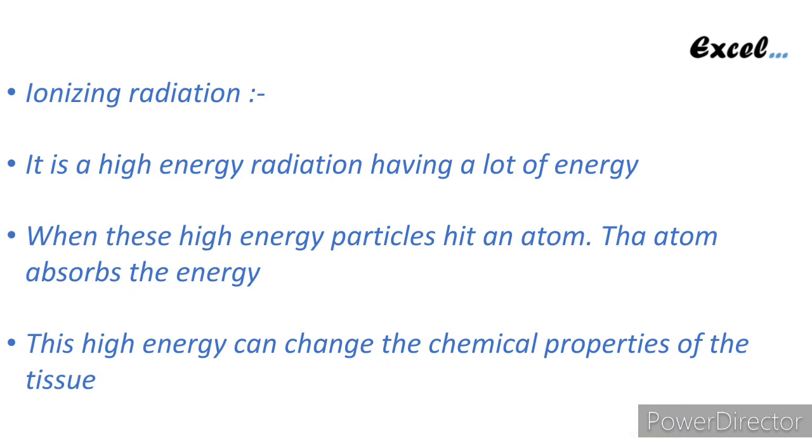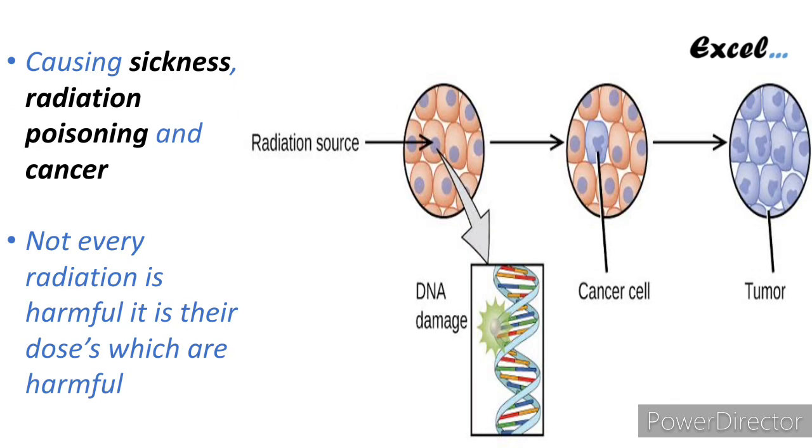Ionizing radiation is a high energy radiation having a lot of energy. When this high energy particle hits an atom, the atom absorbs this energy, causing the weakly bound electron to pop off. This creates a charged particle called an ion. As we all know, we humans are also made up of atoms. This high energy can change the chemical properties of tissue and hence DNA. DNA is a double helix. When some ionizing radiation breaks the double strands of DNA, the body sometimes makes flaws while repairing it, causing sickness, radiation poisoning and even cancer.